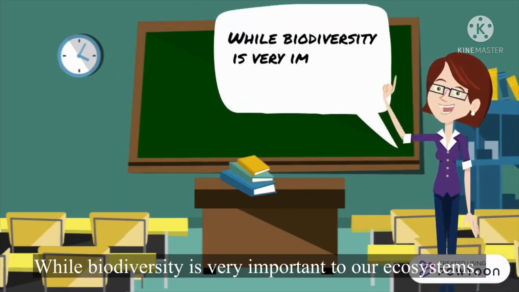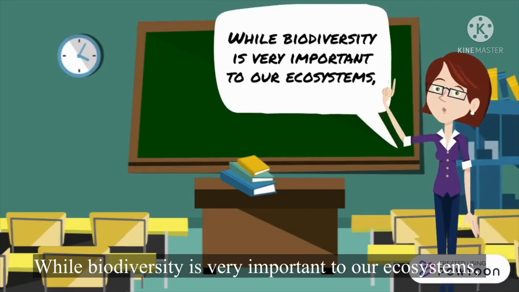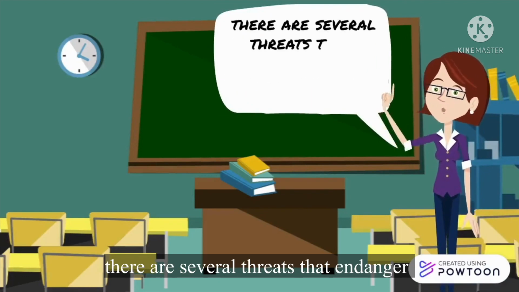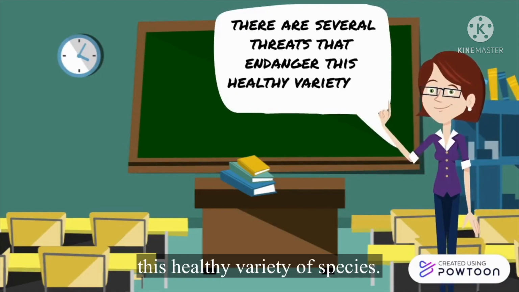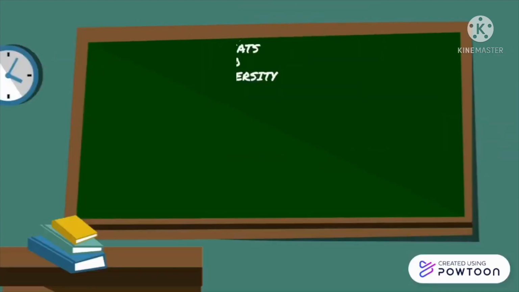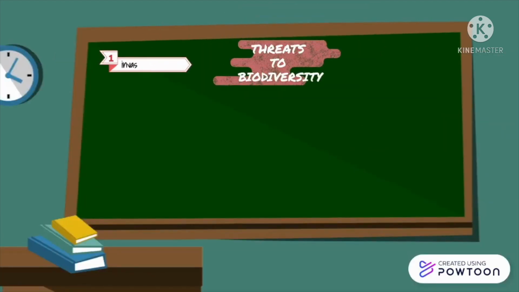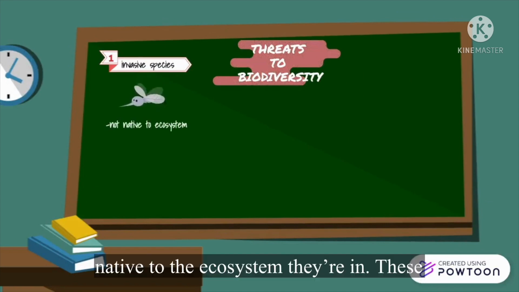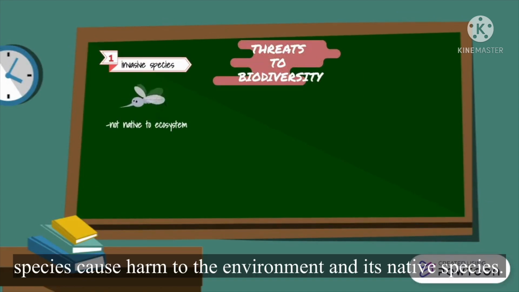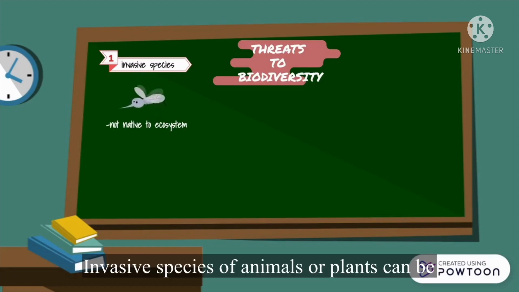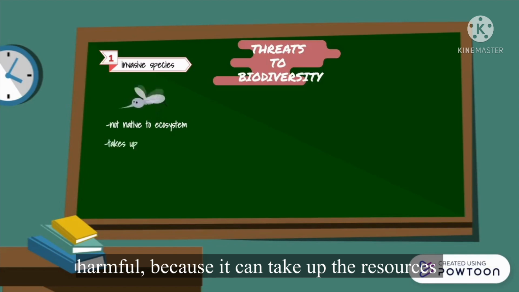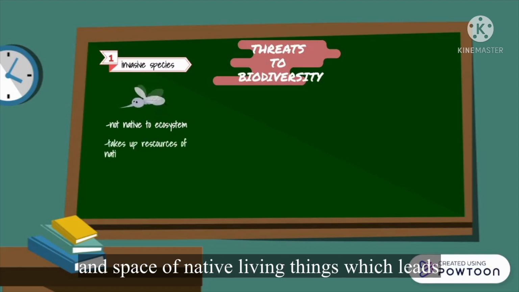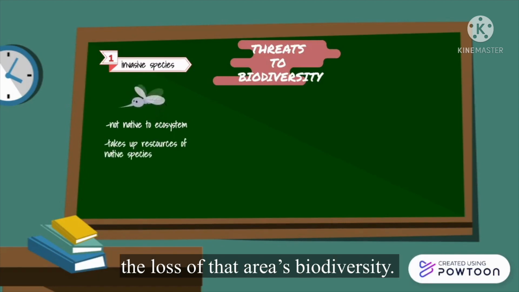While biodiversity is very important to our ecosystems, there are several threats that endanger this healthy variety of species. Invasive species are species that aren't native to the ecosystem they're in. These species cause harm to the environment and its native species. Invasive species of animals or plants can be harmful because they can take up the resources and space of native living things, which leads to the loss of that area's biodiversity.